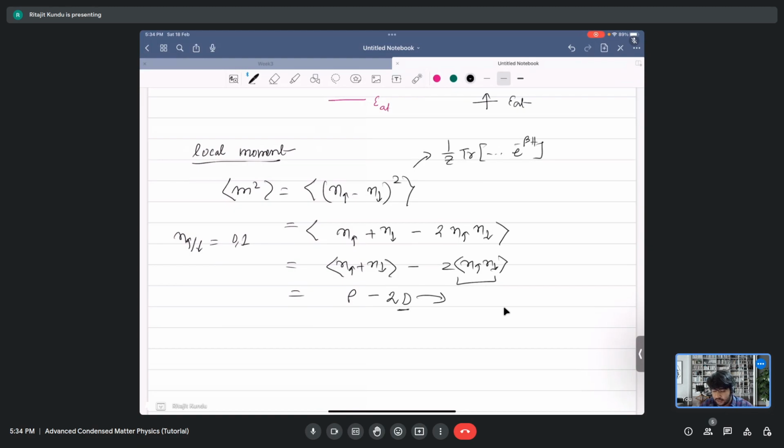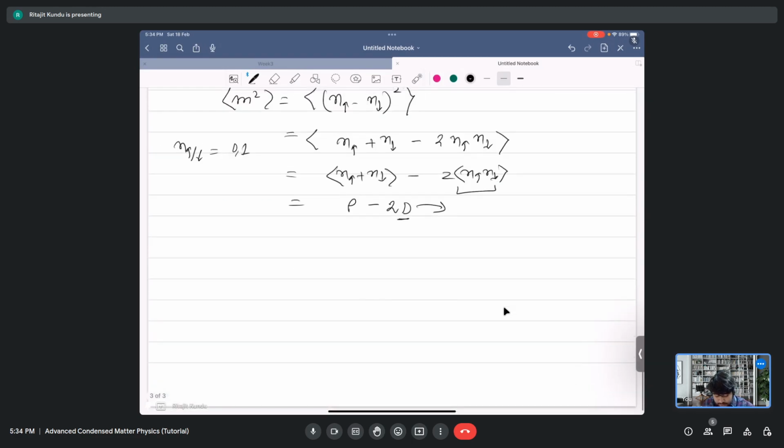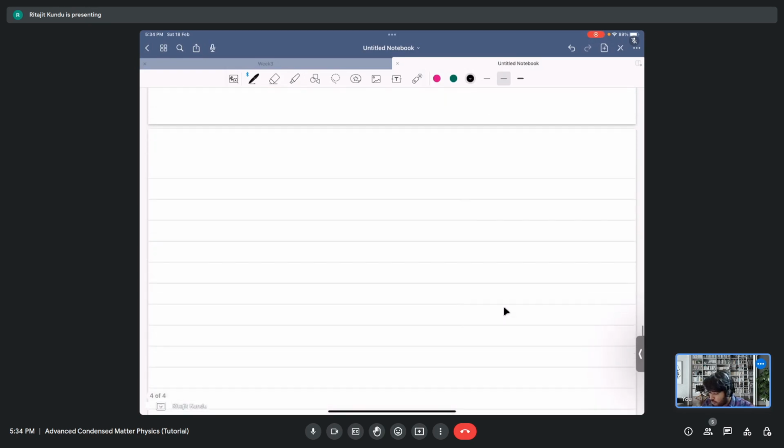So this is the single site Hubbard model. We can go beyond the single site atomic limit Hubbard model. What do I mean by that? Let me pull up a new page.